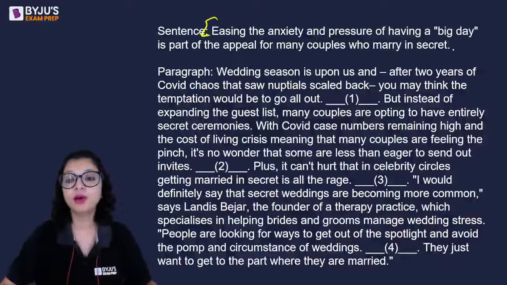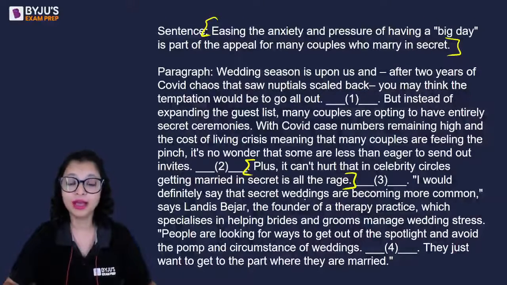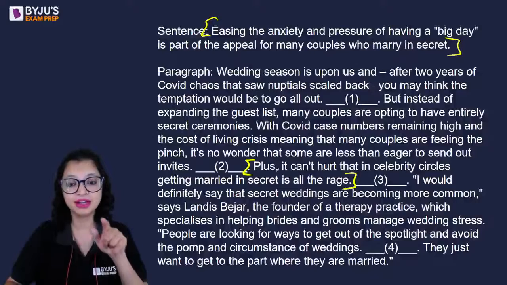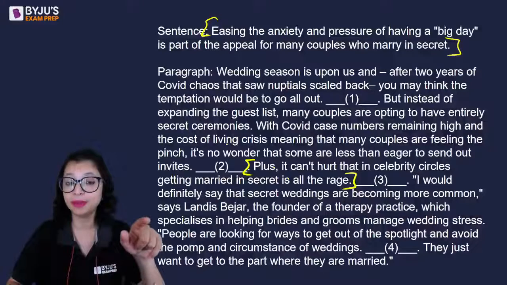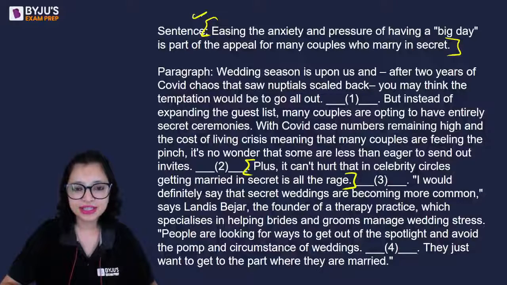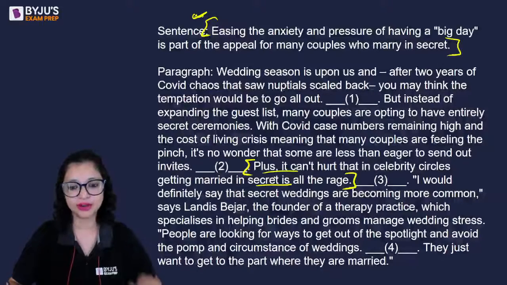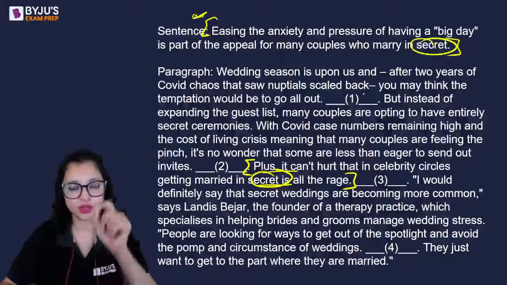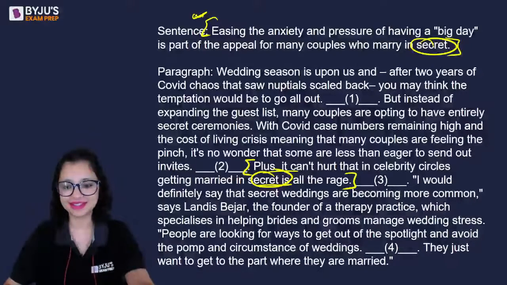That means we've found our mandatory pair. This statement goes well with this one. Plus, there was a discrepancy here. This statement did not go well with the penultimate sentence. So we have our mandatory pair. This is going to go well with this one. The secret is what we are referring to in both the statements.